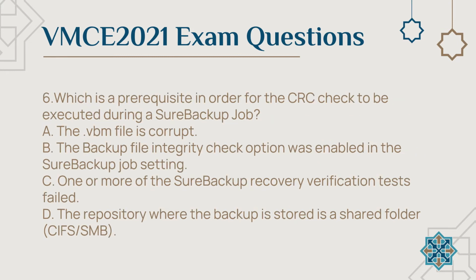6. Which is a prerequisite in order for the CRC check to be executed during a sure backup job? A. The .vbm file is corrupt. B. The backup file integrity check option was enabled in the sure backup job setting. C. One or more of the sure backup recovery verification tests failed. D. The repository where the backup is stored is a shared folder, CIFS, SMB.